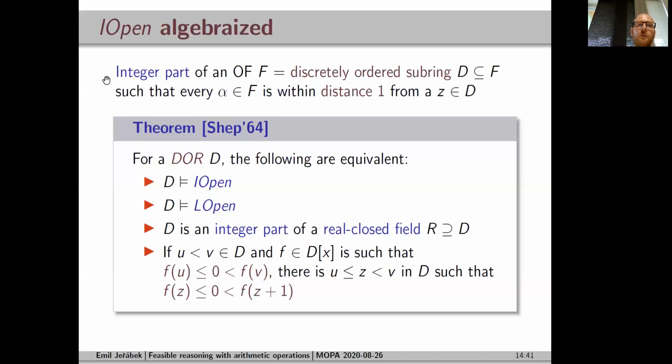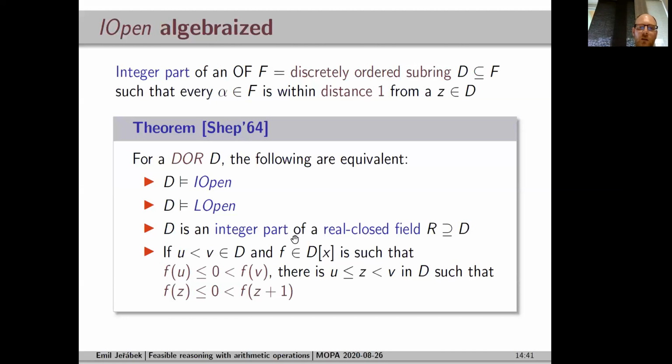So an integer part of an ordered field is just a discretely ordered subring such that every element of the field is within distance 1 from some element of the integer part. Discretely here means that there is nothing between 0 and 1. So the ordering implies that these fields are of characteristic 0.